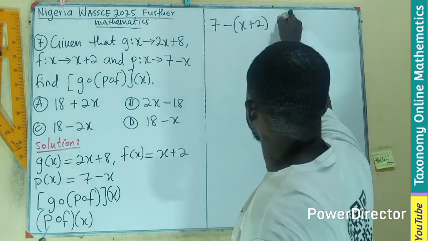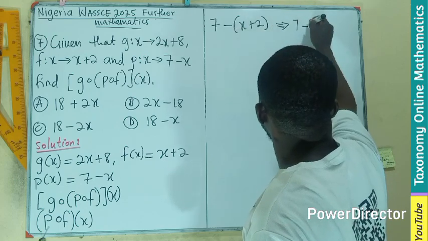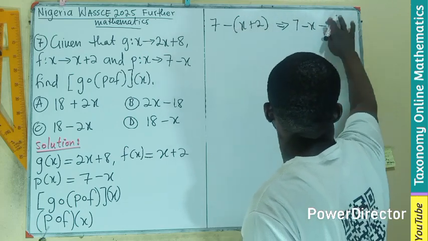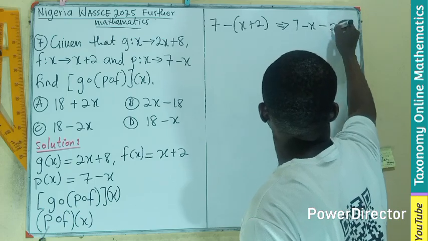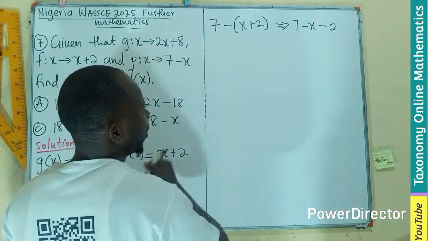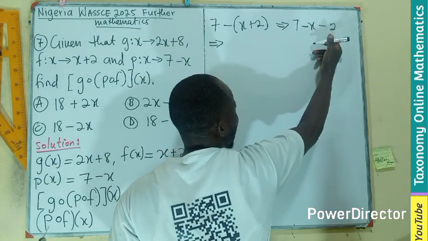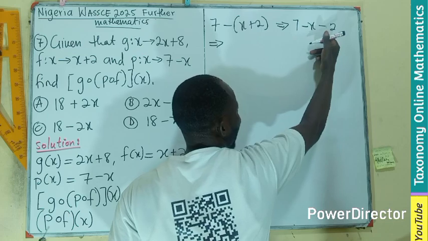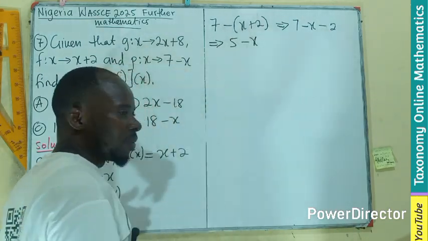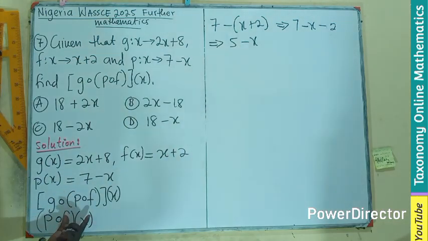We can simplify this, having 7 minus x minus 2. Let's do it step by step. Then we are going to take the values of constants. So 7 minus 2 will give you 5, then minus x. This is representing the p of f.